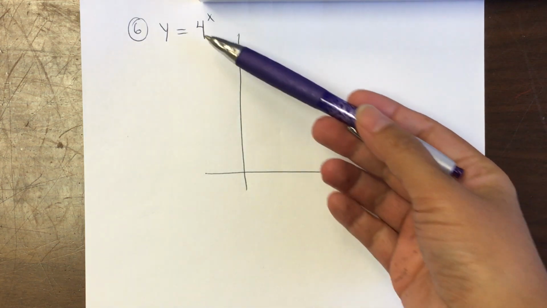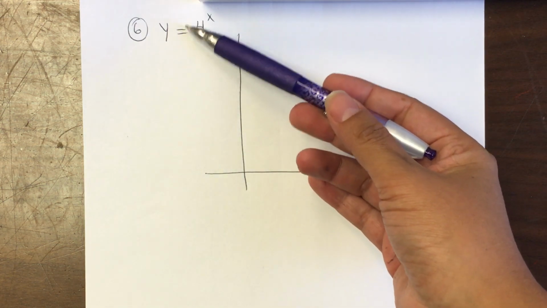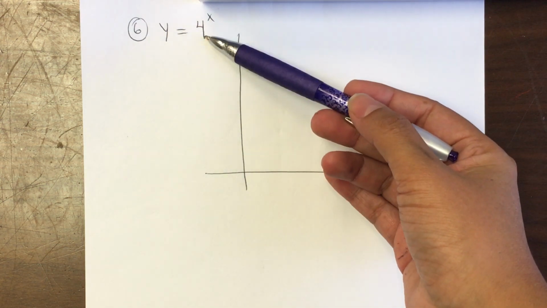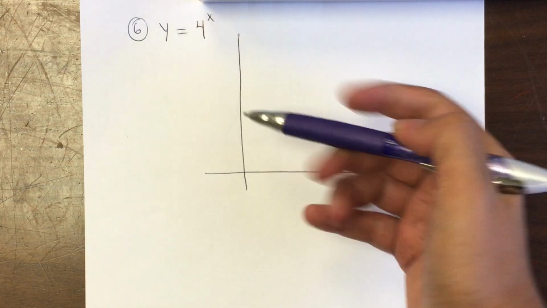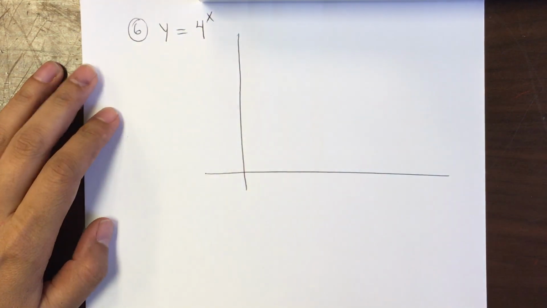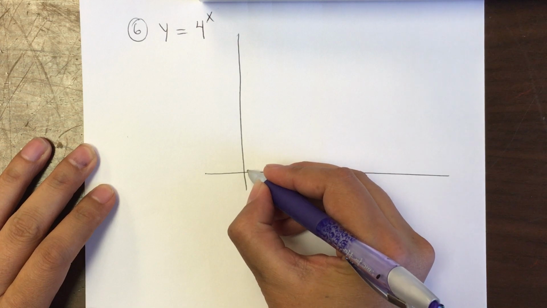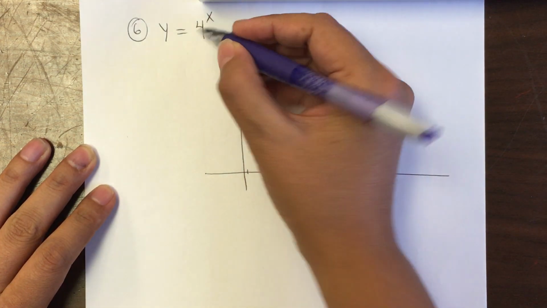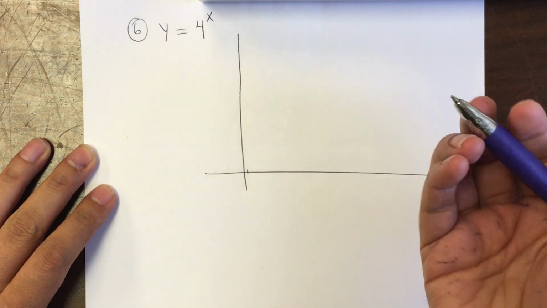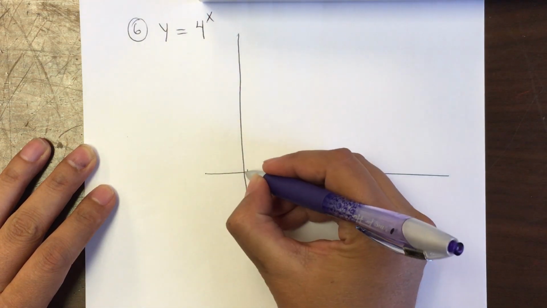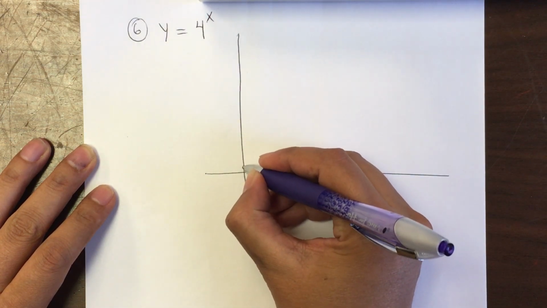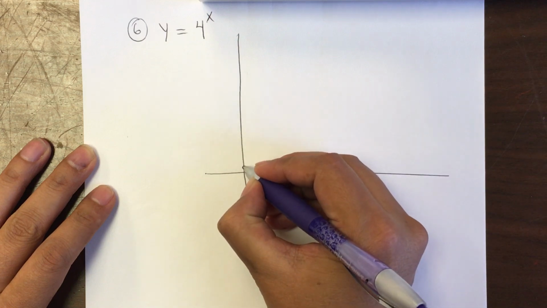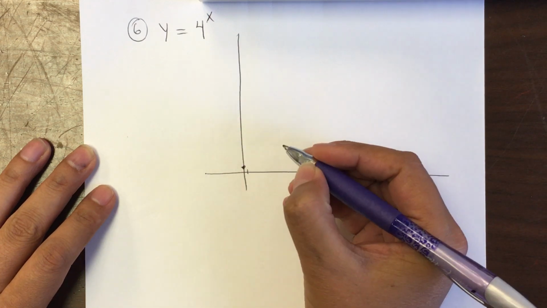But what I was saying is that there is no initial point. Rather, we just have a base to a power. Okay, and so basically it means that if I have 4 to the 0, you know that anything to the power of 0 is equal to 1. So my first point will be at 1.